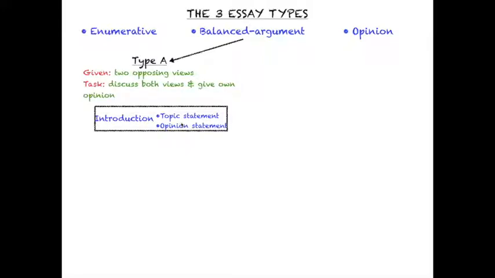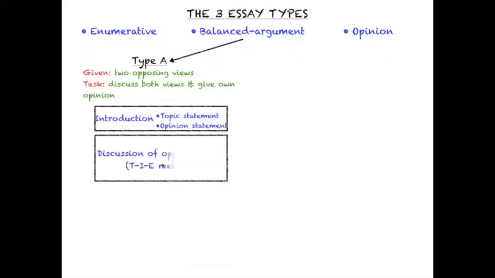Now from there, what they do in the second paragraph is present the views. But you might want to ask them which view should be discussed here. Now, since this is a balanced argument essay, the answer should be the view that the writer does not believe in. So for example, if the writer believes in view number 2, then the second paragraph should be a discussion of the view for, or the first view in this case.